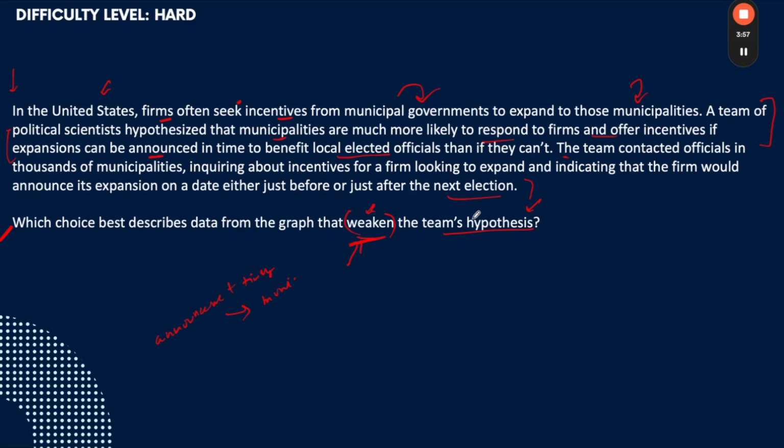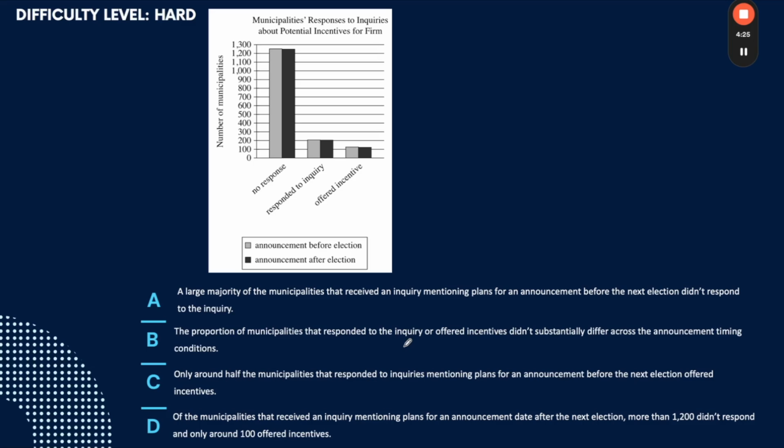And this is exactly what we need to weaken. So we need to find an option that shows the data not supporting the researchers' hypothesis. In other words, we need to choose the answer that suggests local governments didn't really care about the timing of the announcement when deciding whether to respond or offer incentives. Timing has nothing to do with this, right? Now, with this understanding, we are going to look at our infographic.